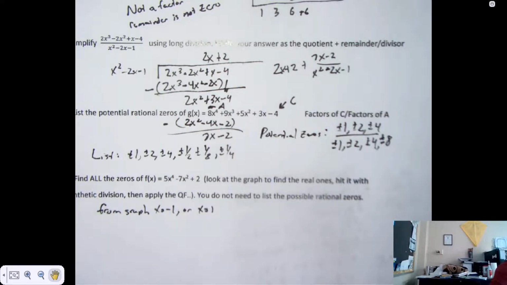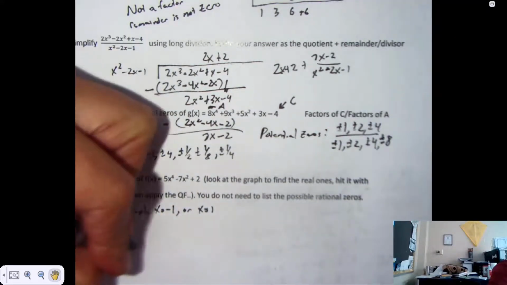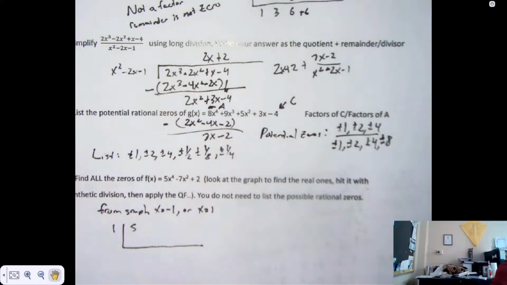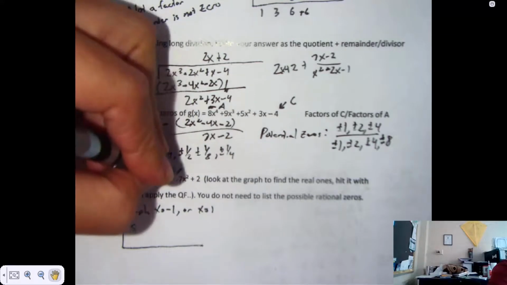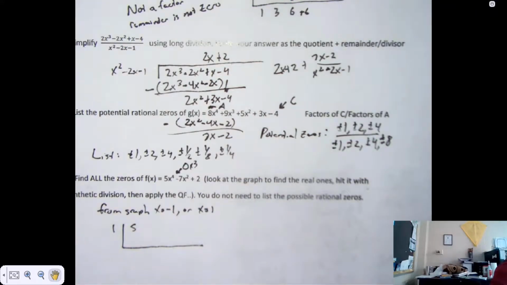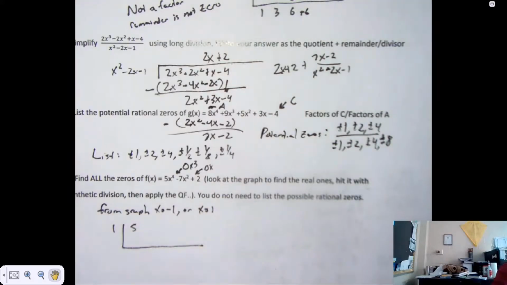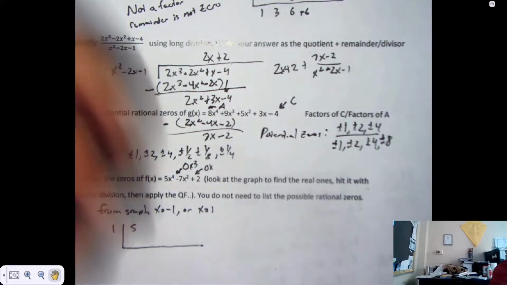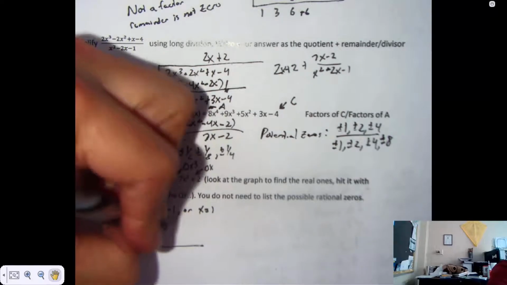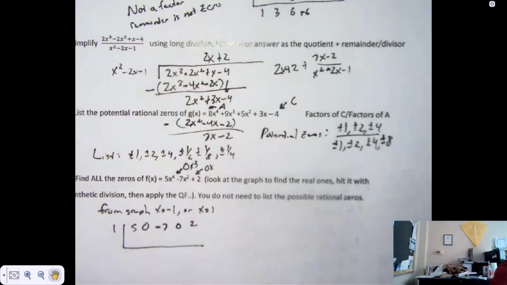Do a little synthetic division, kids. You gotta be careful on this one with synthetic division. You gotta look for those things. There are no x cubes. What else is missing? There are no x's. You gotta look for placeholders. You need them with synthetic division. So it actually goes 5, 0, -7, 0, 2.